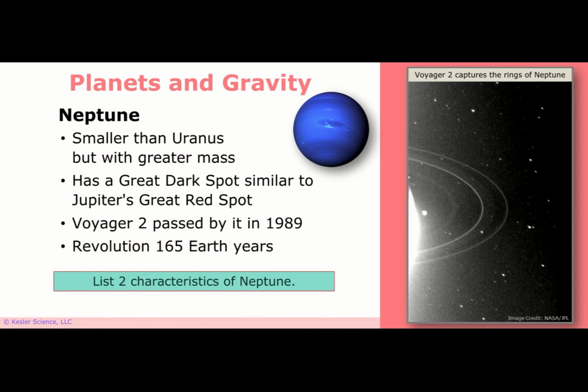And lastly, we have Neptune. Neptune is smaller than Uranus, but it has a greater mass than Uranus. Okay? Now, it has a great dark spot that is similar to Jupiter's great red spot, but it's called the dark spot. And Voyager 2 got a chance to take a picture of it in 1989 as it passed by. Now, it takes about 165 Earth years for Neptune to complete its one revolution around the Sun.